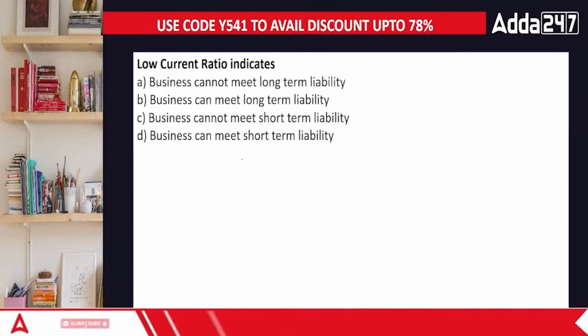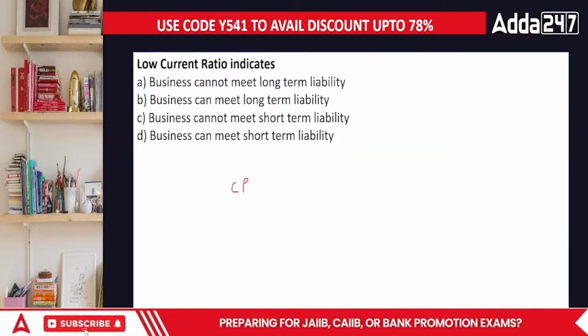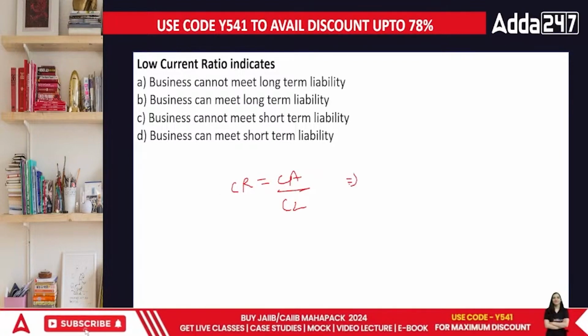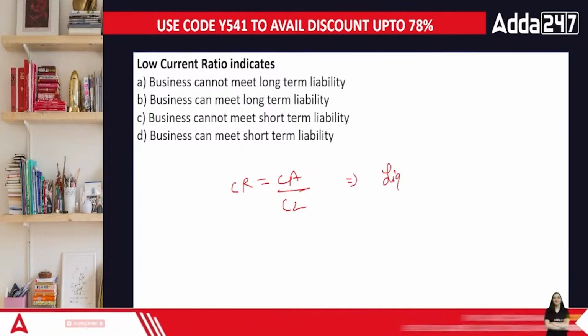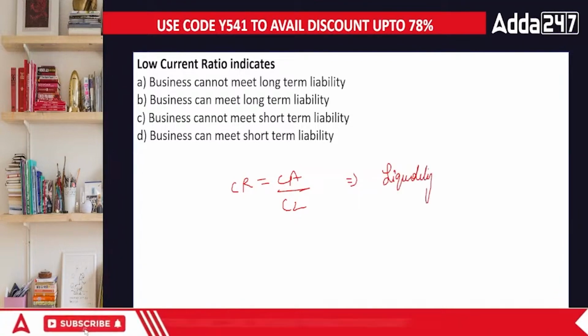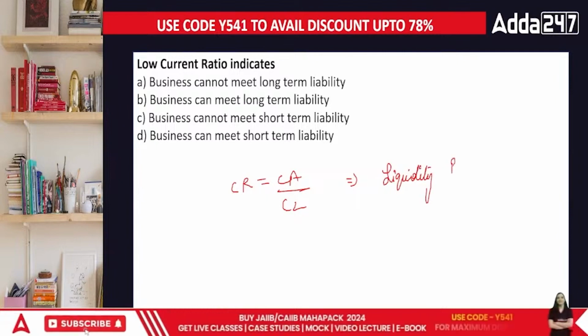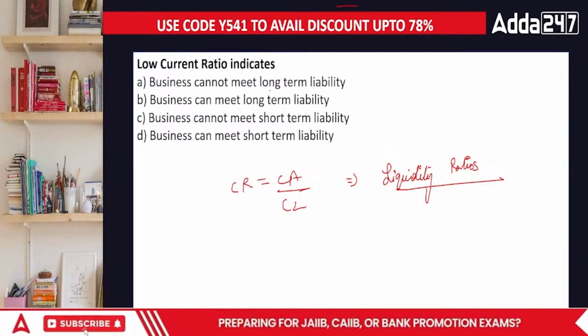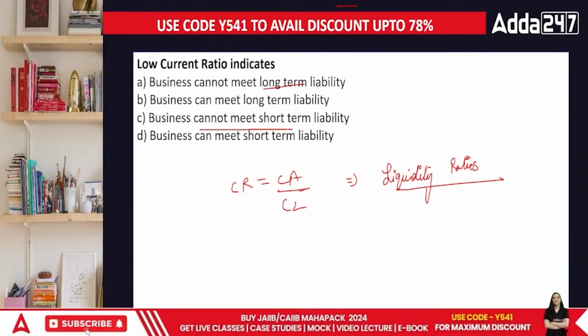Low current ratio indicates what? Do you know what current ratio is? Current ratio is CA divided by CL. Current ratio is one of the liquidity ratios. Business cannot meet long-term liability. Business can meet long-term liability. Business cannot meet short-term or can meet short-term.